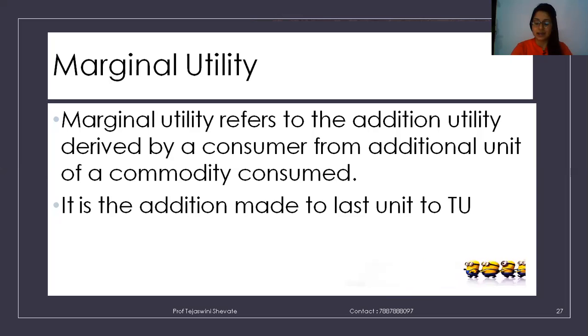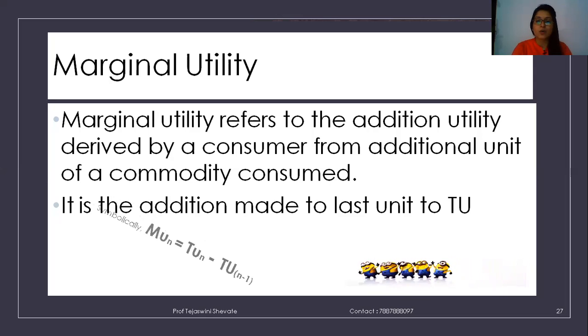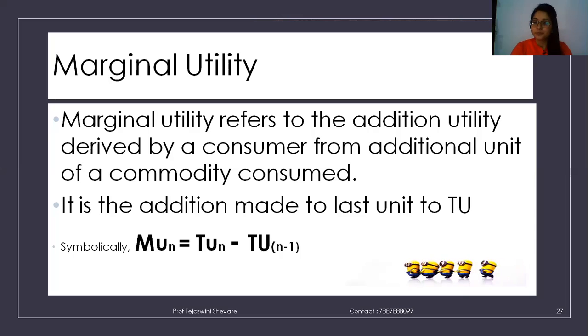Like I gave you an example, we first consumed 10 mangoes and now we are going to consume one more mango, which is the 11th mango. If I want to find out the utility that I derived from consuming the 11th mango, yes, I can find it out with this particular formula. So the formula says, marginal utility for n number.